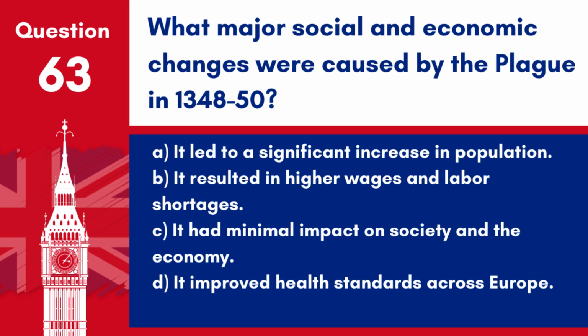Question 63. What major social and economic changes were caused by the plague in 1348–50? A. It led to a significant increase in population. B. It resulted in higher wages and labour shortages. C. It had minimal impact on society and the economy. D. It improved health standards across Europe.